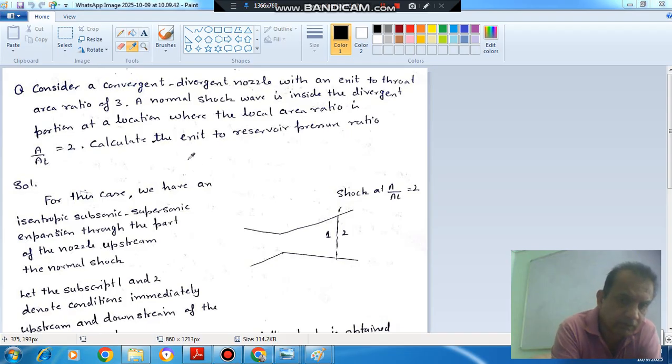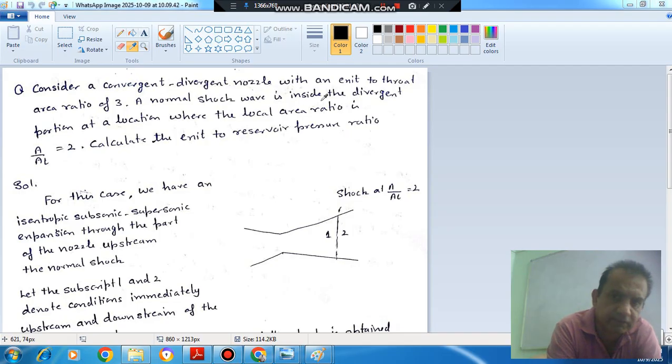So now we'll revise this to understand the concept of A star before and after shock. A star is your critical area. So here the numerical was: consider a convergent divergent nozzle with an exit to throat area ratio of 3. The normal shock wave is inside the divergent portion at a location where the local area ratio is A by At is 2. Calculate the exit to reservoir pressure ratio.